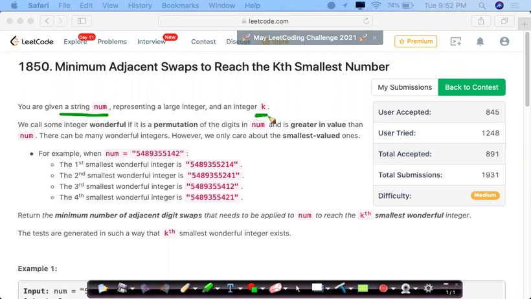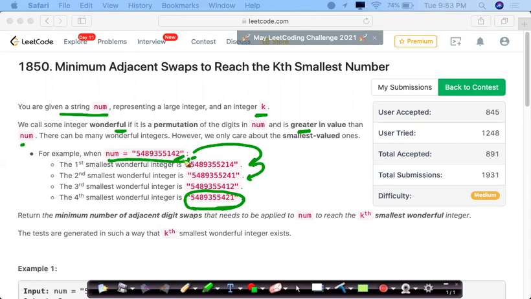Now, you'll call a number a wonderful integer if the permutation of its digits is greater than the number itself. Only then do you call a number a wonderful integer. So, for example, if this is the number given to you, then after permuting its digits, this will be the next wonderful integer of this number. That is a number whose permutation is just greater than the original number. So again, this will be the next and we stop at k. So this is the kth smallest wonderful integer for the original number.